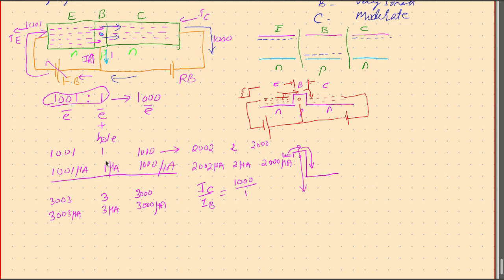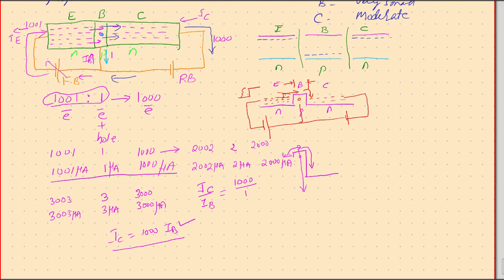Now what is it saying? If you make 1 microampere flow in the base, it creates 1000 microampere at the collector. If you make 2 microampere flow, it makes 2000 microampere flow at the collector. If you make the base current 3 microampere, then it makes 3000 microampere at the collector. So whatever IB is, IC is going to be 1000 times larger. Then we can say IC is 1000 times IB all the time.